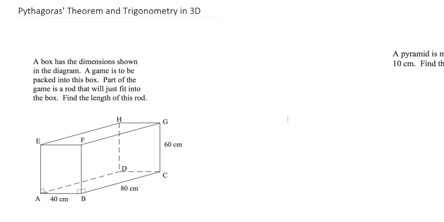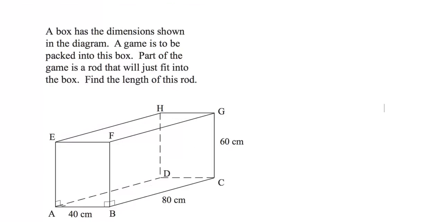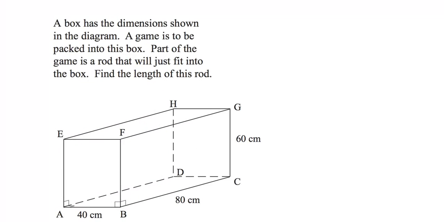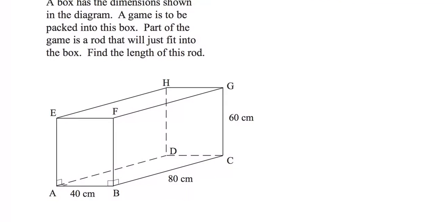So in this video, we're going to take a look at how we can apply Pythagoras' theorem and trigonometry in 3 dimensions. Let's get stuck into this example. A box has the dimensions shown in that diagram. A game is to be packed into the box. Part of the game is a rod that will just fit into the box. Find the length of this rod.